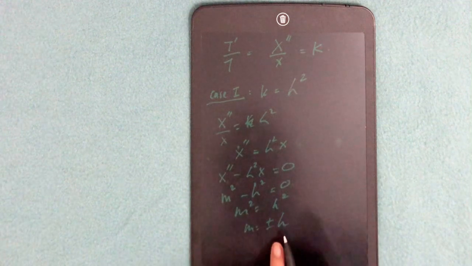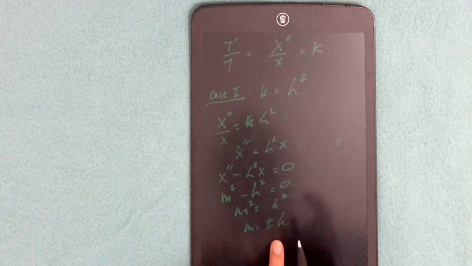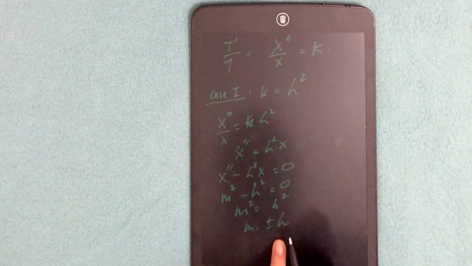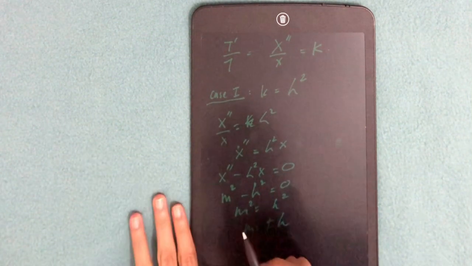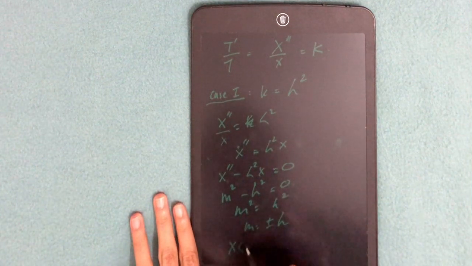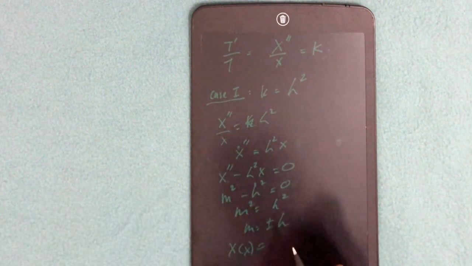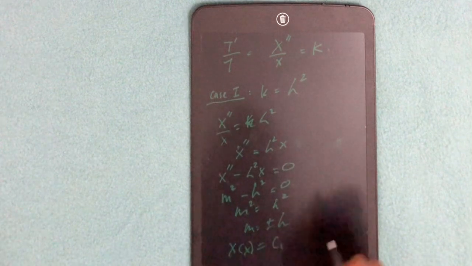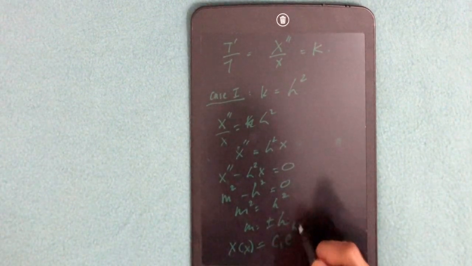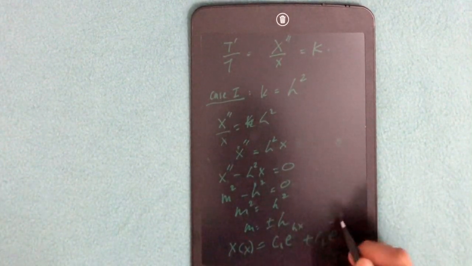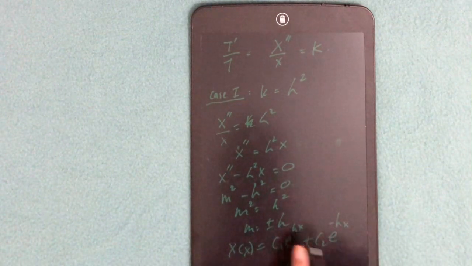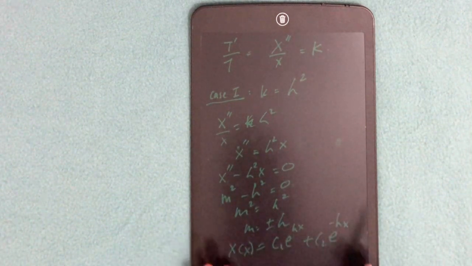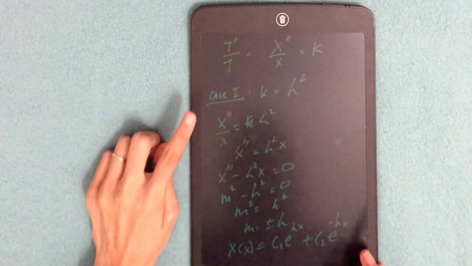This goes back to the early chapter that we learned. It is real and distinct, because one is positive and the other is negative. So your equation will be X equal to C1 e^(lambda x) plus C2 e^(negative lambda x). They are different, lambda is negative. So that settles the X equation for case number 1.